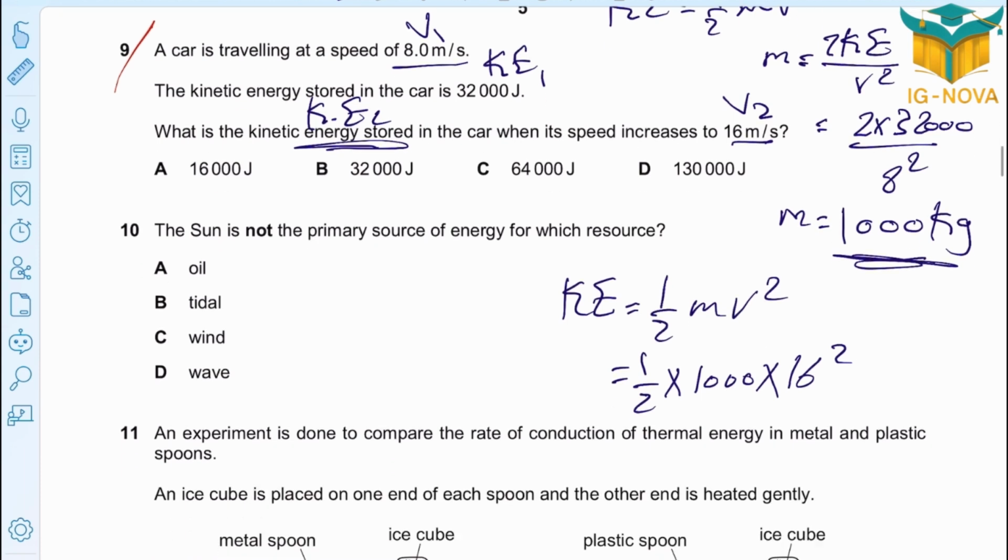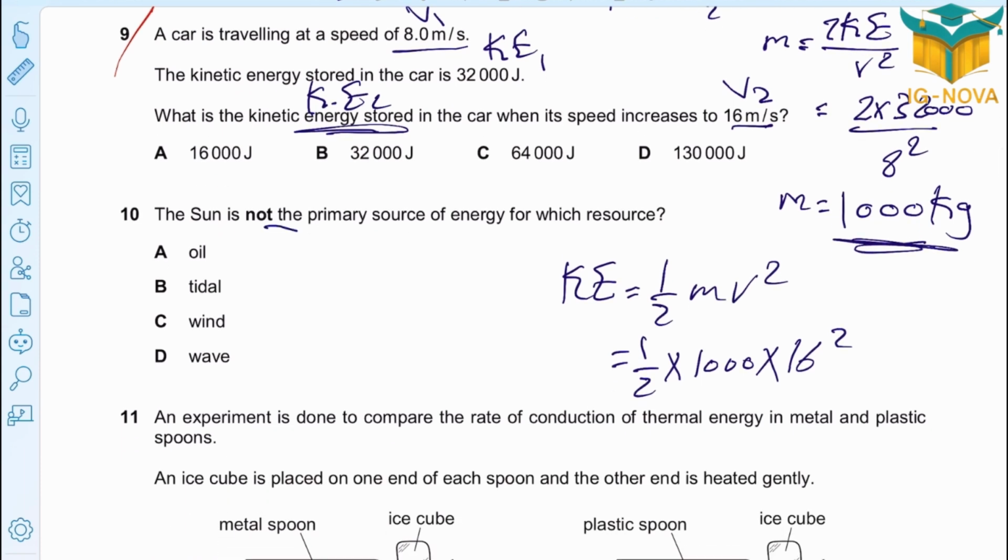Question 10. The sun is not the primary source of energy for which resource? For oil, tidal, wind, wave, surely it's tidal because it depends on the moon movement.